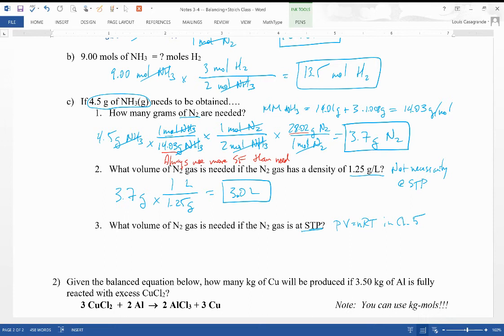So if we go back to our original setup, because we don't want to go into grams now, since at STP the conversion factor is 22.4 liters per mole, we have to go back to our original 4.5 grams of ammonia times 1 mole of ammonia over 14.03 grams of ammonia.